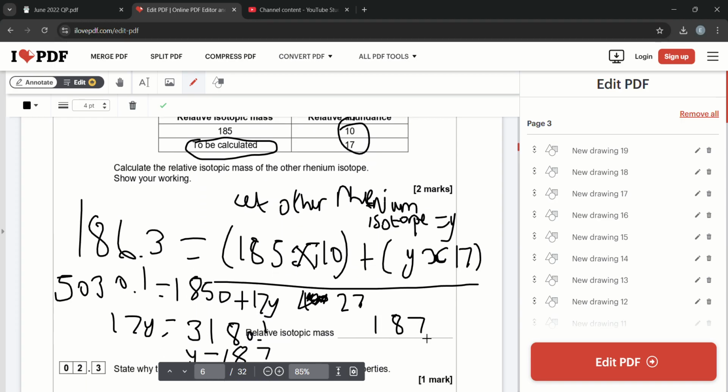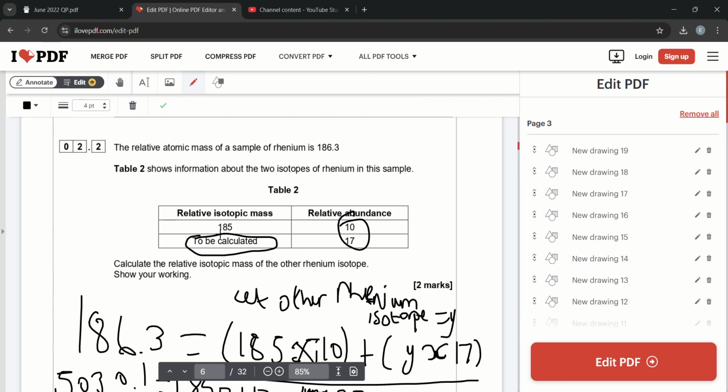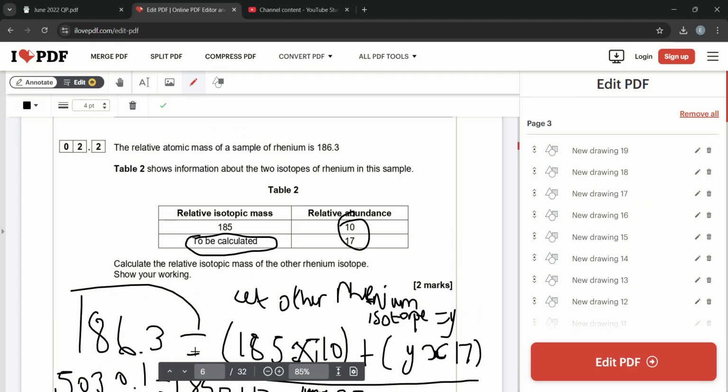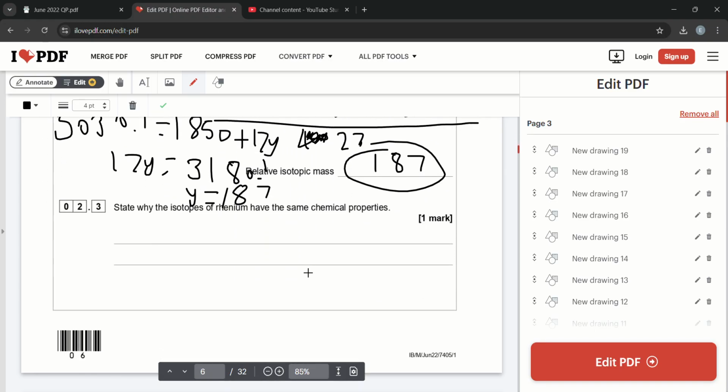Does that make sense? Yeah, that's really close to 185. So only 2 difference from there. And then you could double check your answer by substituting 187 in, and then hopefully you get 186.3. But I'm pretty confident we got it right. And if you had spare time in the exam, that's when you would probably do that, not now.